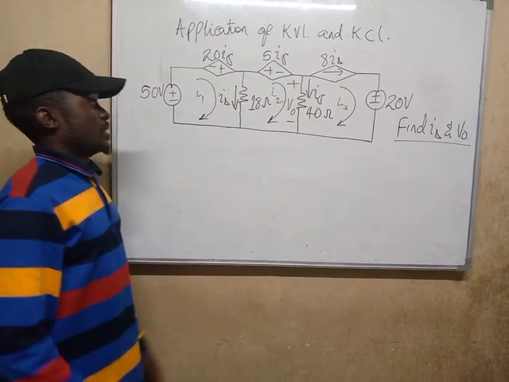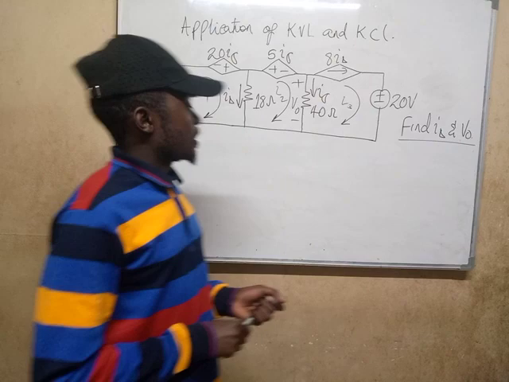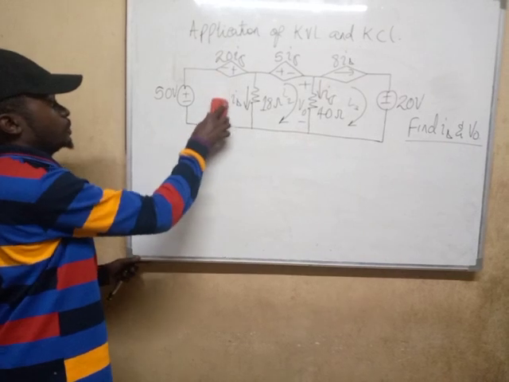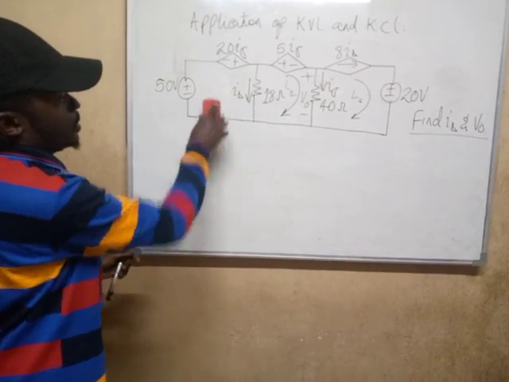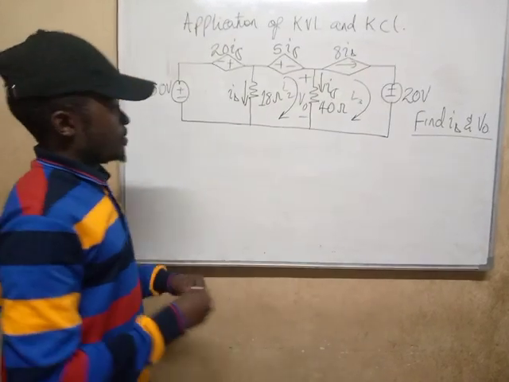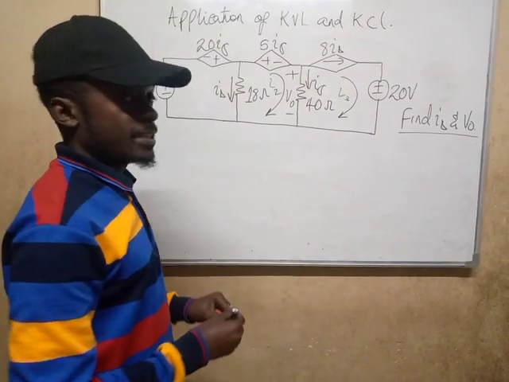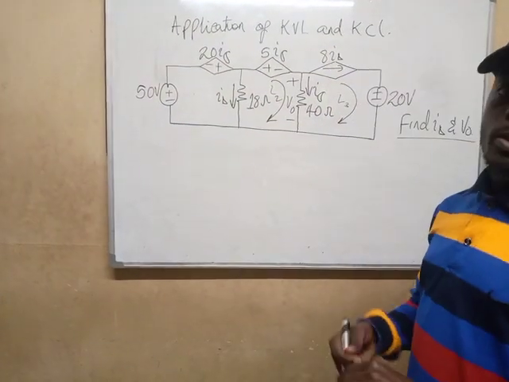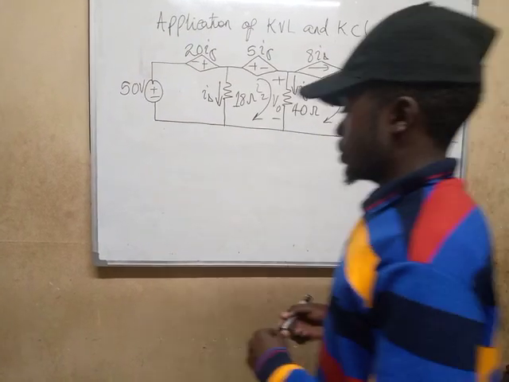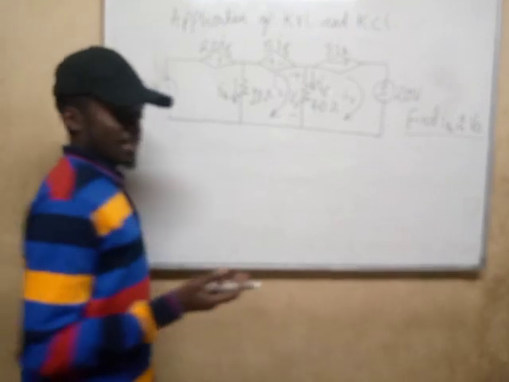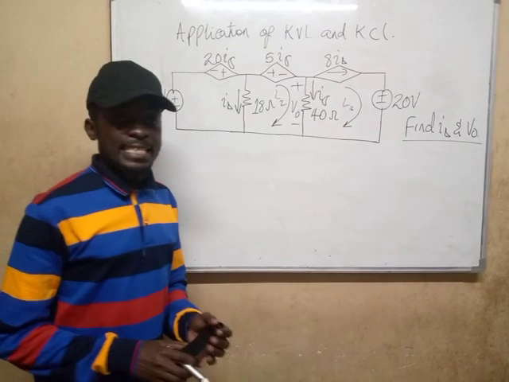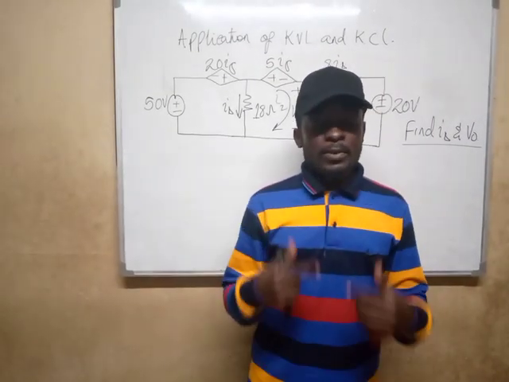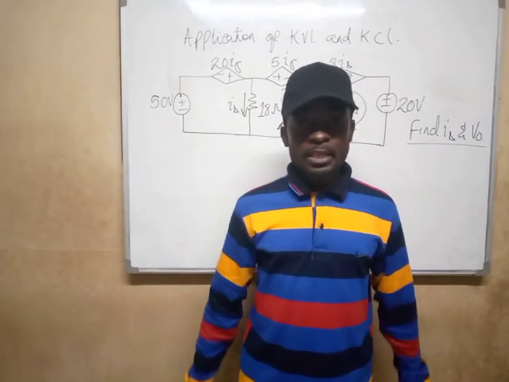Now when it comes to Kirchhoff's current rule, we say the current entering a node must be equal to the current leaving the node. We said in the previous video that a node is simply a point of interconnection across the branches, the point of interconnection of the branches.